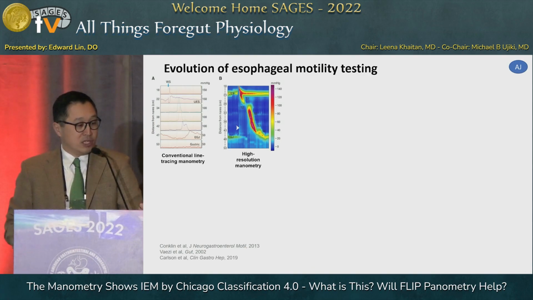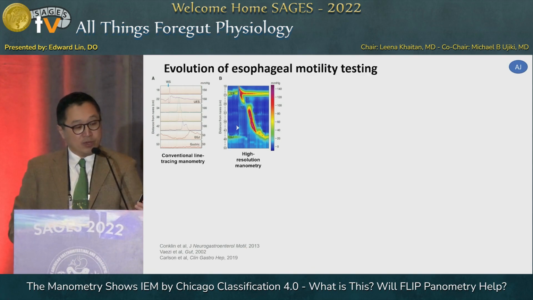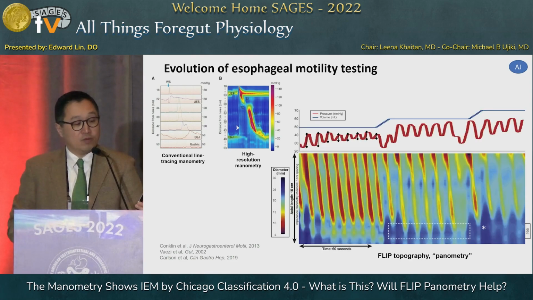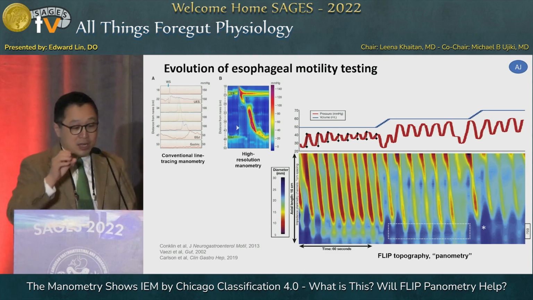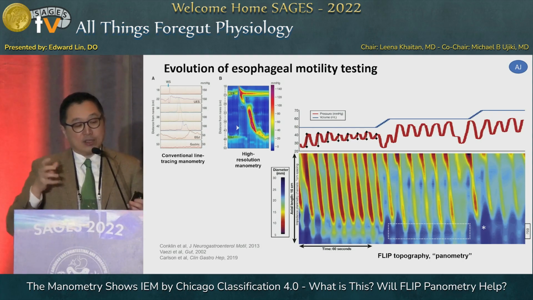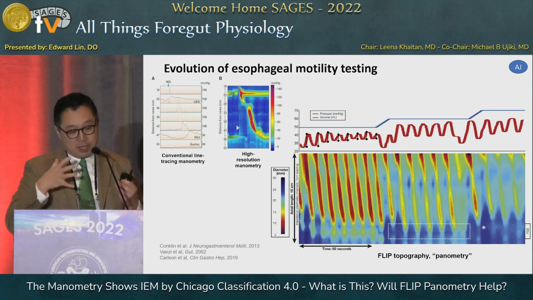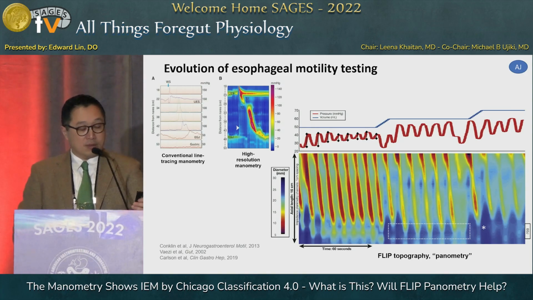This is what a traditional line tracing looks like, and a manometry, high-resolution manometry, but this is what the panometry looks like. The red just shows narrower diameter. The lighter colors just shows that now you're putting more pressure into this balloon, and it gives you a wider diameter.